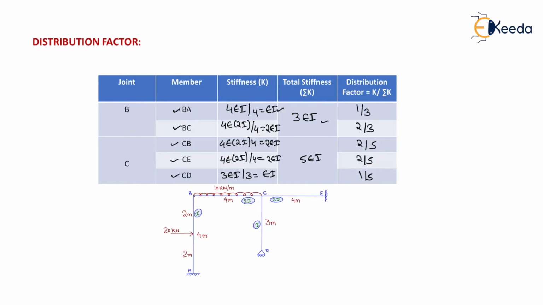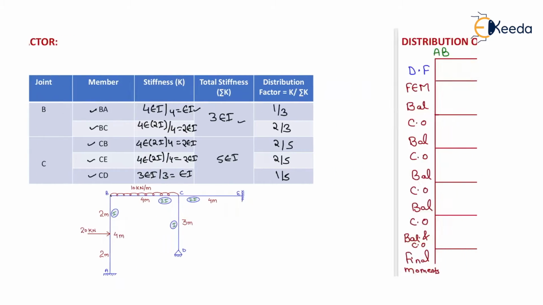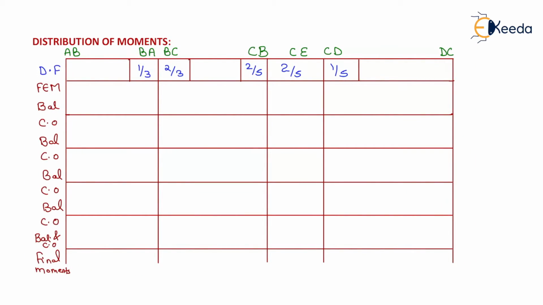Now we need to distribute the fixed end moments. For the distribution of moments, we prepare a table like this and write the distribution factors of BA, BC, CB, CE, and CD. Now we need to write the fixed end moments of AB, BA, BC, CB, CE, CD, and DC. For AB the fixed end moment is minus 10, for BA it is plus 10, for BC it is minus 13.33, for CB it is plus 13.33, and for all the other spans it is 0.